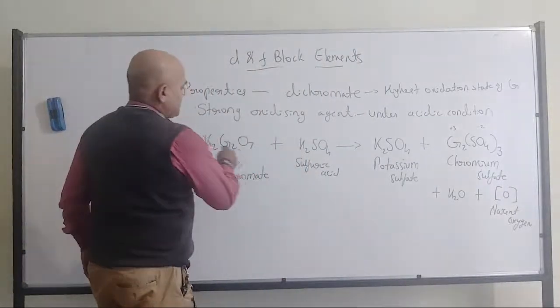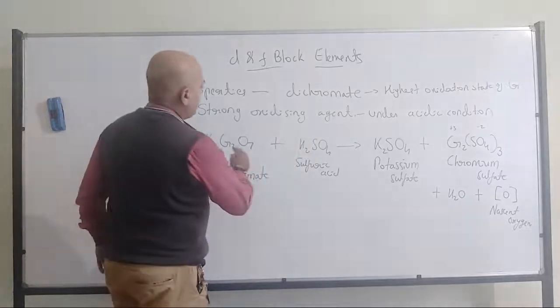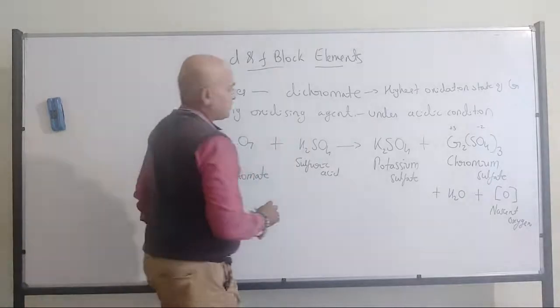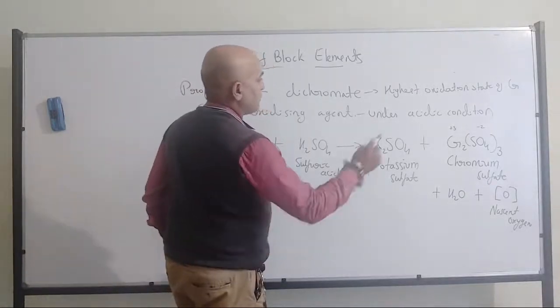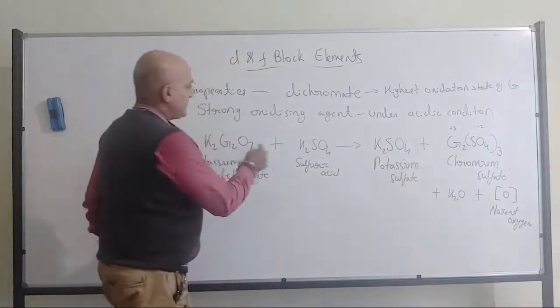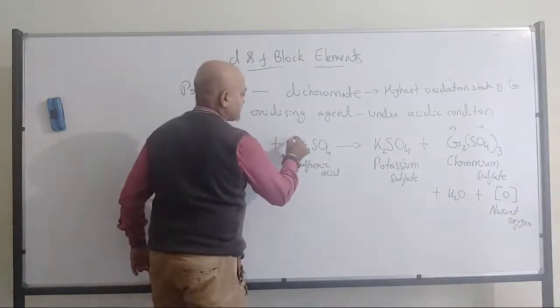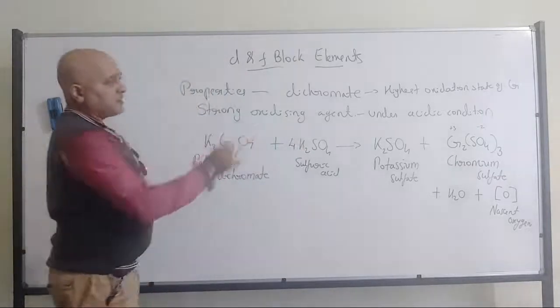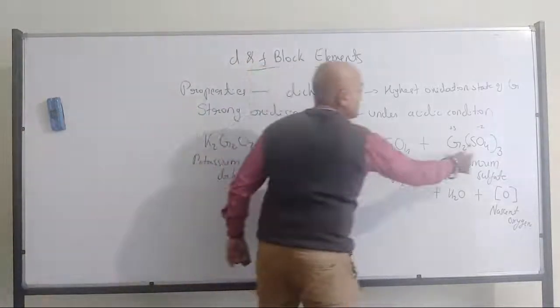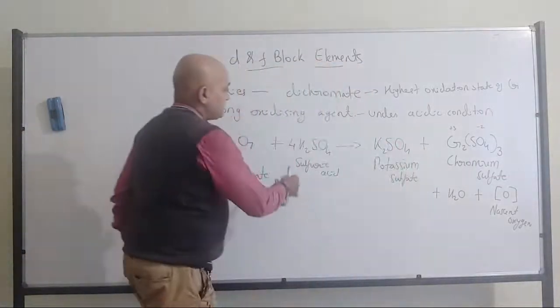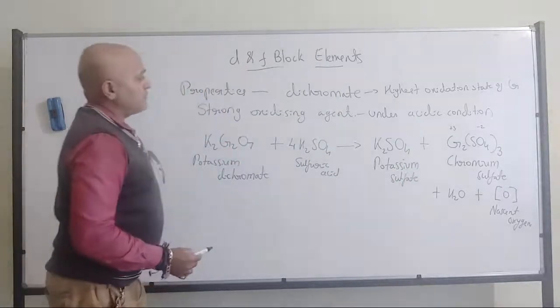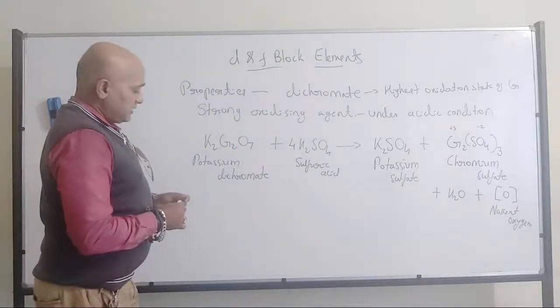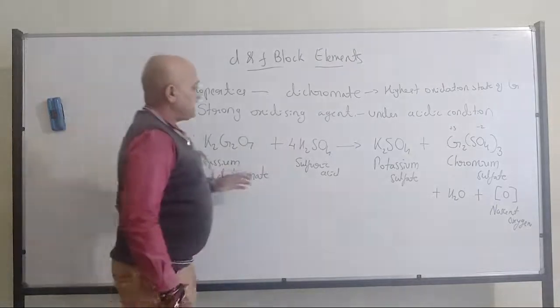So 2 potassium, 2 potassium. Chromium is also 2. Okay. Now sulfur. Oh, sulfur is 4. But here it is only 1. So I will make it as 4. Because sulfur on the right hand side is 4. So 3 and 1, 4. So I will make it as 4 sulfuric acid. Now we will see whether it is balanced.